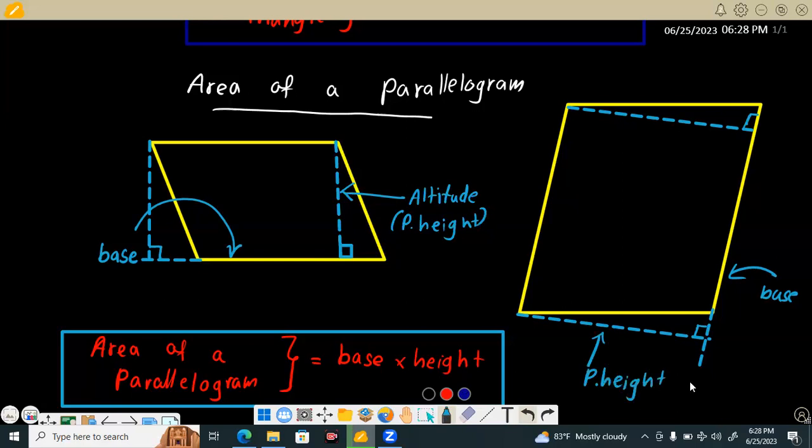Identification of perpendicular height and altitude is very important.